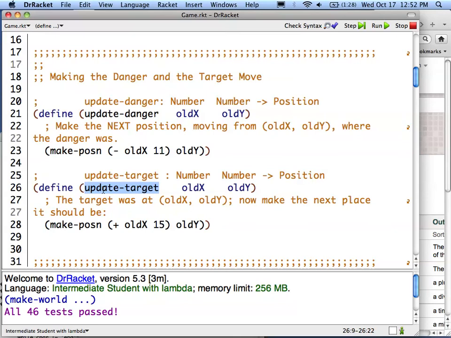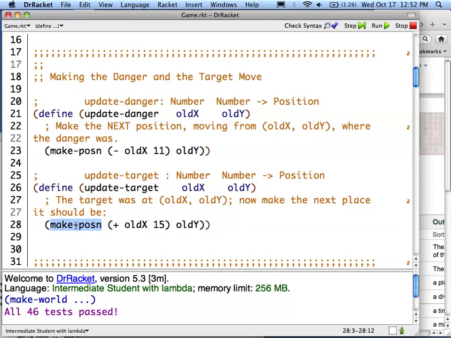So here we have the name of the function, and then the names of the inputs and the types of the inputs. So the types of the inputs, this part is the domain. Okay, so update target takes two numbers, we'll call them old x and old y, and it makes a position. That's the range. How does it do it? Well, first it adds 15 to old x. Old x is a number, we know that, and addition takes a number and gives us a number. So here we've got a number.